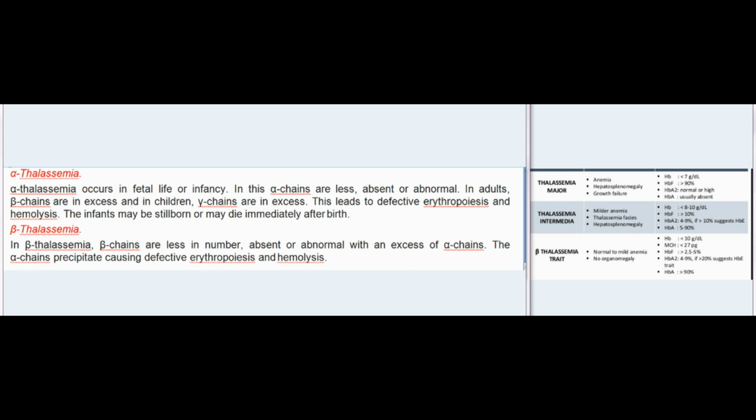This leads to defective erythropoiesis and hemolysis. The infants may be stillborn or may die immediately after birth. Beta thalassemia. In beta thalassemia, beta chains are less in number, absent or abnormal with an excess of alpha chains. The alpha chains precipitate, causing defective erythropoiesis and hemolysis.